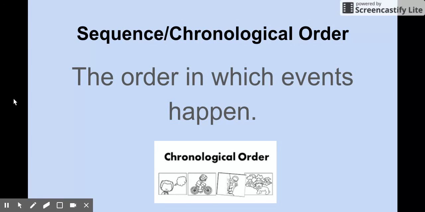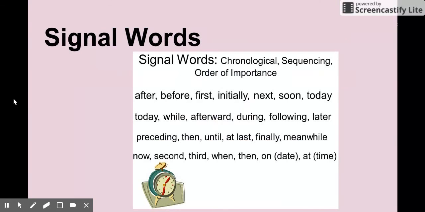So if we look at that little picture down at the bottom, see if you can put those in sequential order, or are they already in sequential order? Now, again, with sequential order or chronological order, we have signal words that let us know that we are sequencing. After, before, first, initially, next, soon, today, while, afterwards, during, following, later, preceding, at last, meanwhile, second, third, when, then. And then don't forget about our dates and time. Those are very, very important.